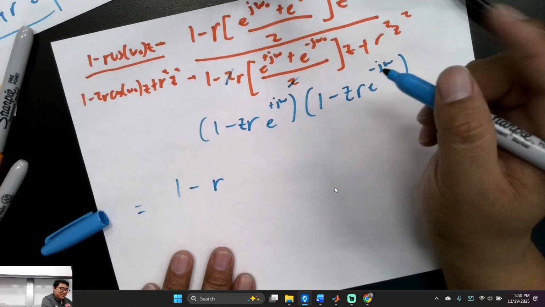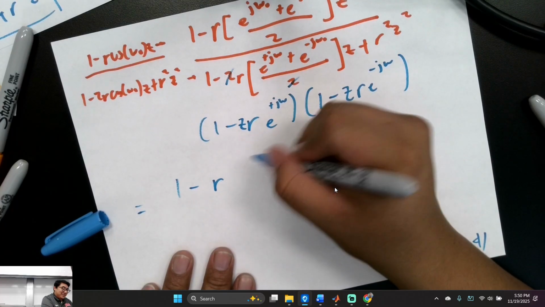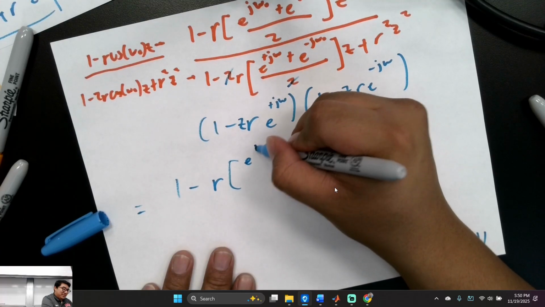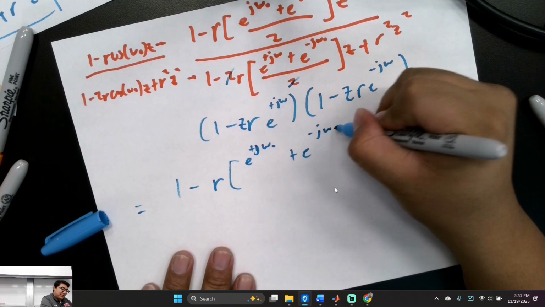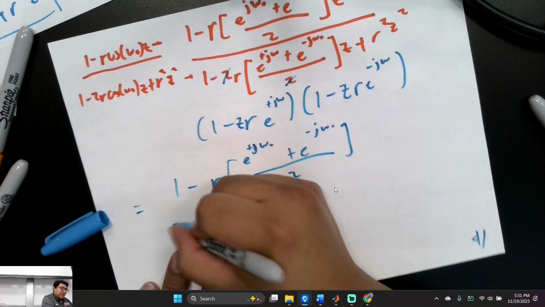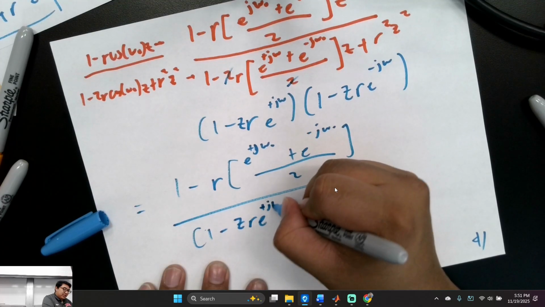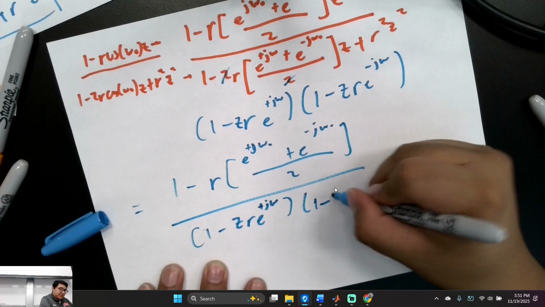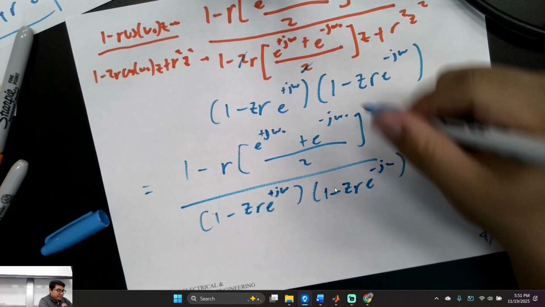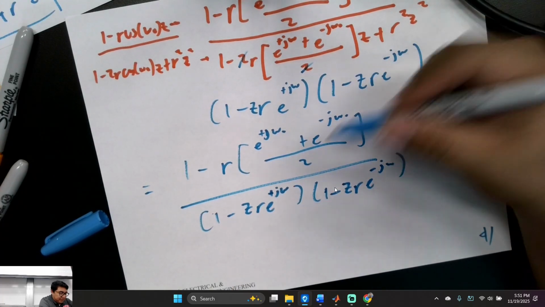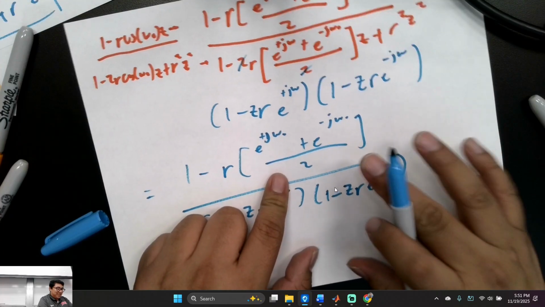I'm trying to think about this in a smart way. R, let's see. E plus, that's our positive frequency. This is our negative frequency. And then, yeah, you just get these two poles. 1 minus z r e to the positive j omega. 1 minus z r e to the negative j omega. Okay? And then with that, because I don't like this, basically this right here is a constant. That's what's yelling at me in my head right now.